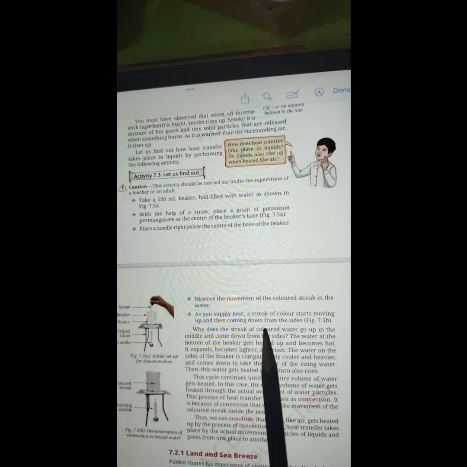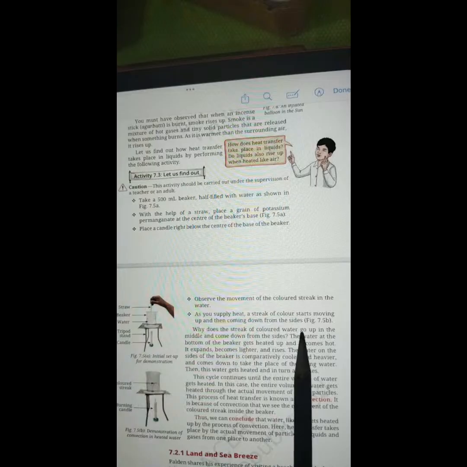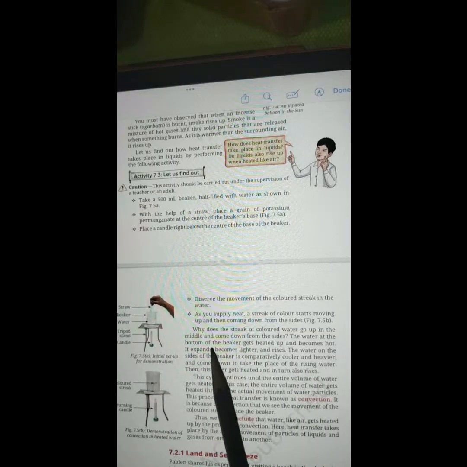As you supply heat, a streak of color starts moving up and then coming down from the sides, as seen in 7.5b. Why does the streak of colored water go up in the middle and come down from the sides? The water at the bottom of the beaker gets heated up and becomes hot. It expands, becomes lighter, and rises.